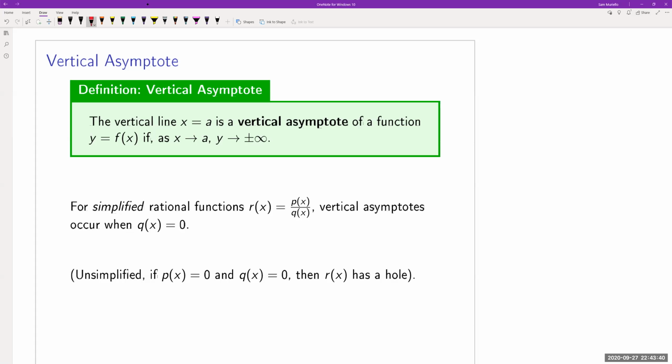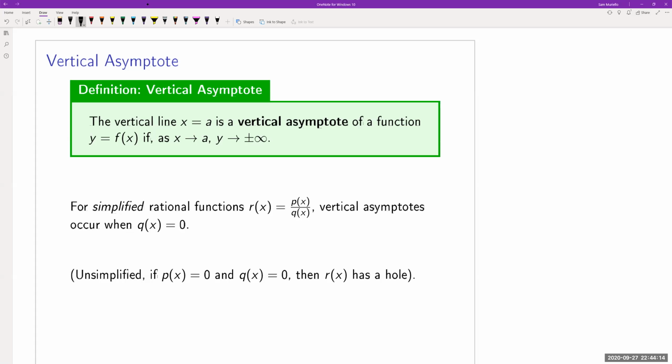If you have simplified the rational function, you will know a vertical asymptote will arise when your denominator is equal to 0. Because if I would be dividing by numbers very close to 0, in other words, very small numbers, then my output will be very large. Note that this only works if the function is simplified, because if the numerator and denominator equal 0, then I'm dividing something small by something small, and that is not going to make a vertical asymptote. It's going to make a hole.